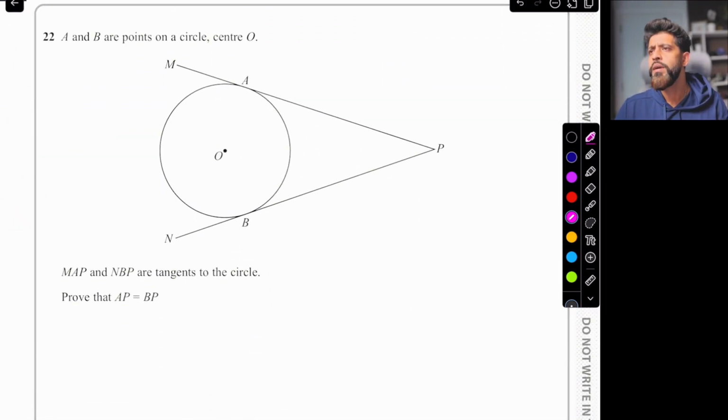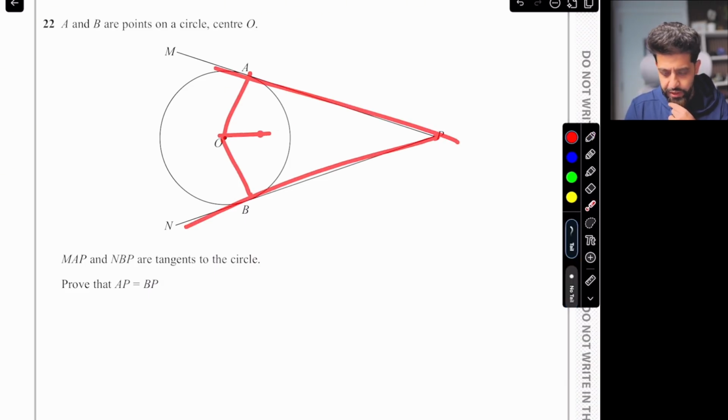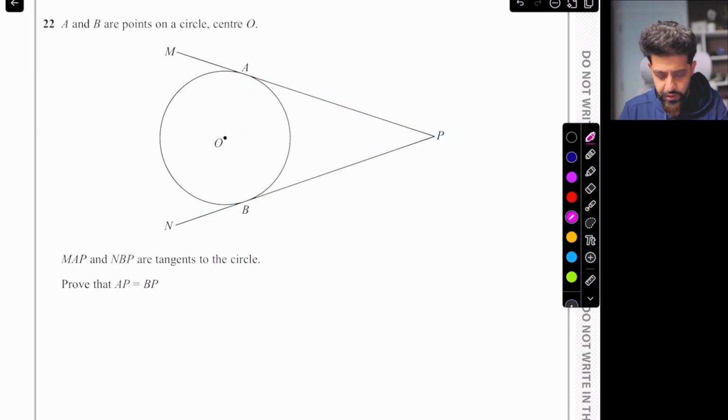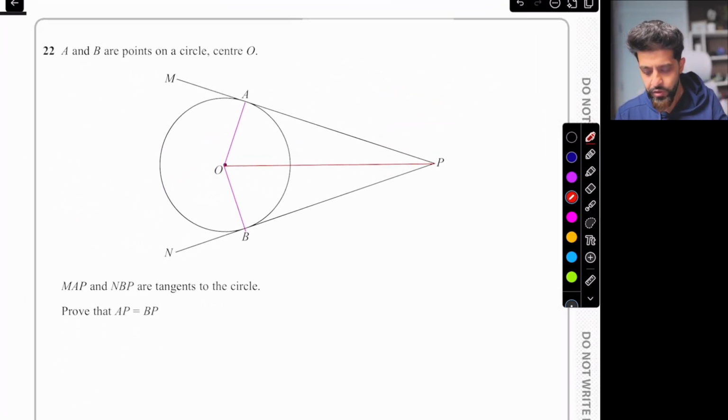All right, question number 22. Points on a circle. AP and BP are tangents to the circle. When you have a point outside the circle that makes tangents, this will be broken up into congruent triangles. So we can add that. That's one of the rules of circle theorems. Okay, so we have a right angle here because a tangent meets a radius at 90 degrees. Both of them have a right angle there.